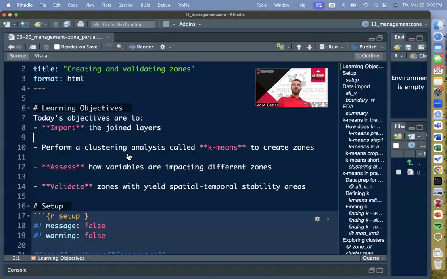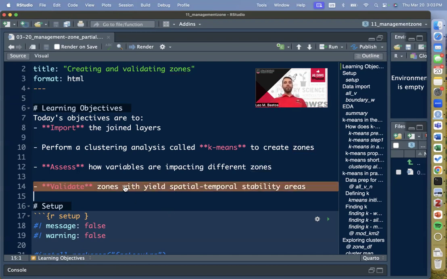Once we create those zones, we're going to assess how the variables are impacting different zones. So once we create the management zones, we're going to do the same box plots and same letters, but now instead of having yield stability classes on the x-axis, we're going to have zone. So zone 1 and 2, or 1, 2, and 3, depending on how many we end up creating. And then we're going to explain those zones by using the same variables just to characterize them. So maybe we can say, well, zone 1 has high elevation, high EC, and so on. And then we can put a meaning to them.